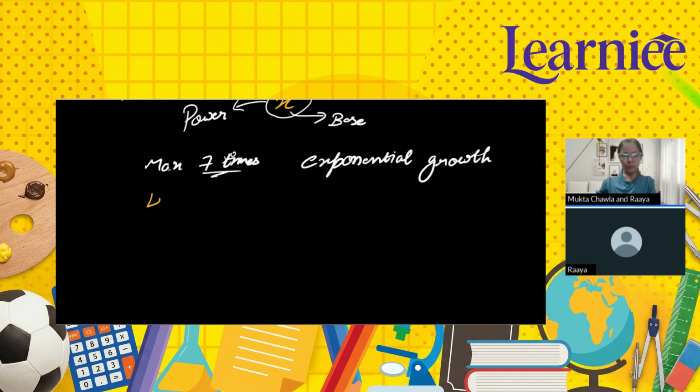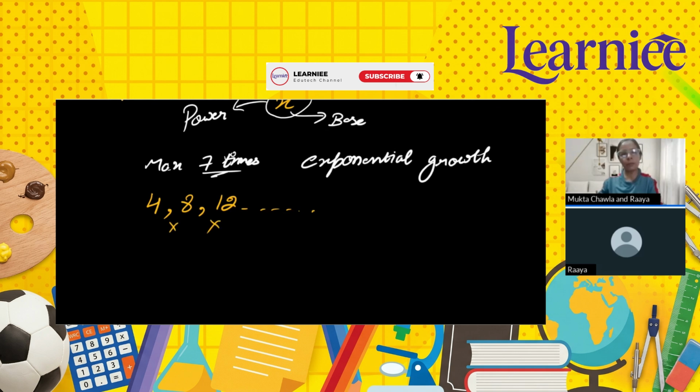Suppose you are given any number, 4. What would be the exponential growth of that number? If we recite the table of 4, how can we show the exponential growth? 4 times 1 is 4, 4 times 2 is 8, 4 times 3 is 12, and so on. So this is called exponential growth. Got it? When you multiply the values.